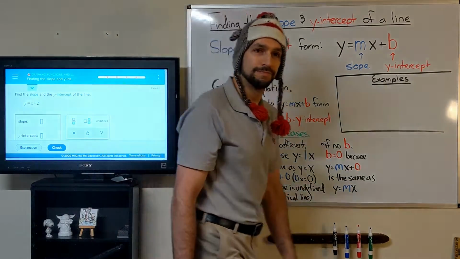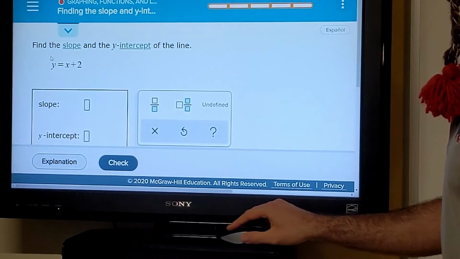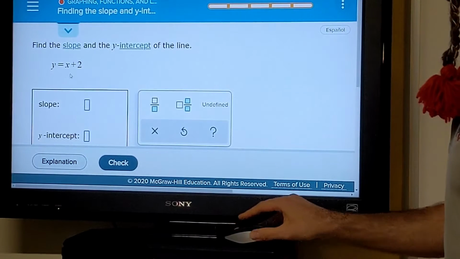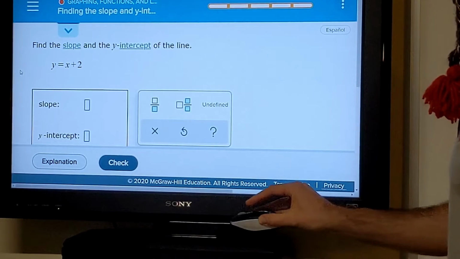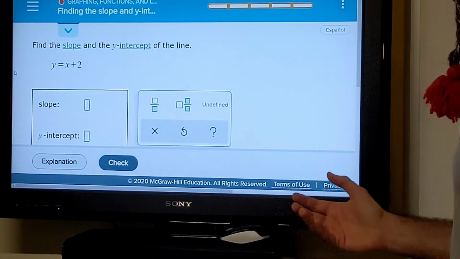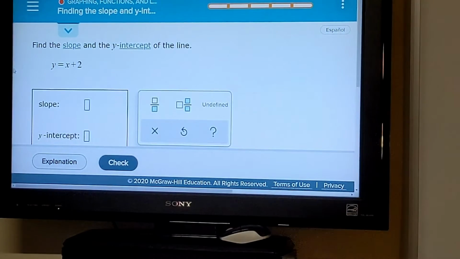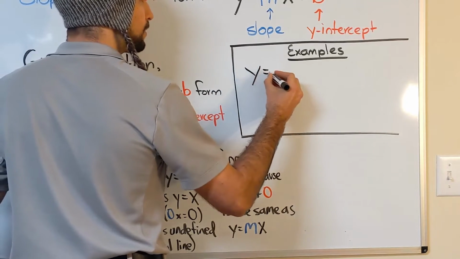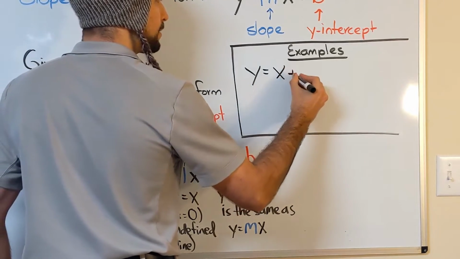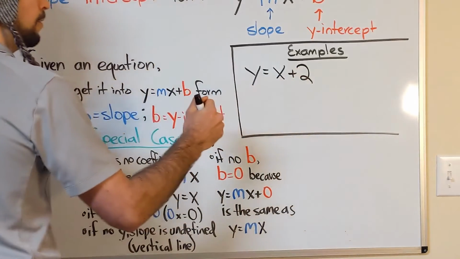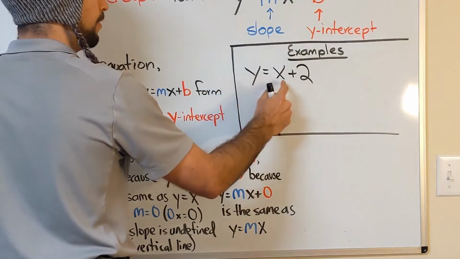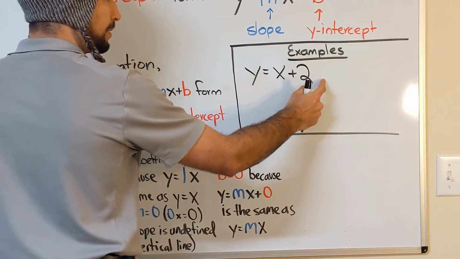Let's look at a few examples. Here we're asked to find the slope and the y-intercept of this line, y equals x plus 2. So this is one of our special cases already, where we don't see an m. Let's go over to the board for this. Our equation was given as y equals x plus 2. Well, we've already got it in slope-intercept form. We've got all the y's over here, all the x's over here, as well as the constants.